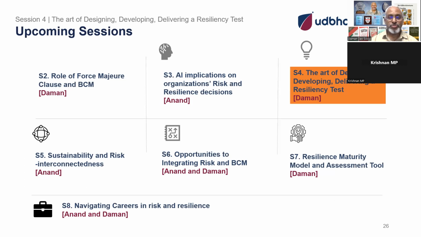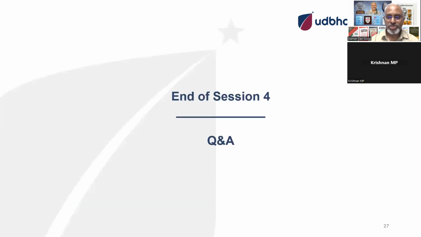This is where I would like to stop. This was the fourth in our series. Today, we talked about the art of designing, developing, and delivering a resiliency test. Most of the time we spent on the designing portion. The next four sessions coming up are: sustainability and risk, interconnectedness, integrating risk and VCN, the resilience maturity model and assessment tool, and navigating careers in risk and resilience. Please look forward to the communication that keeps coming from us.